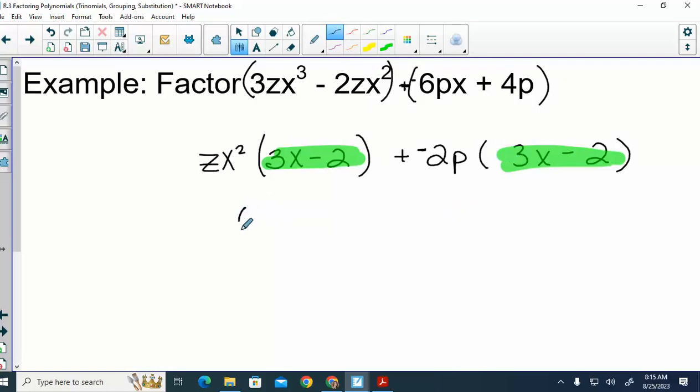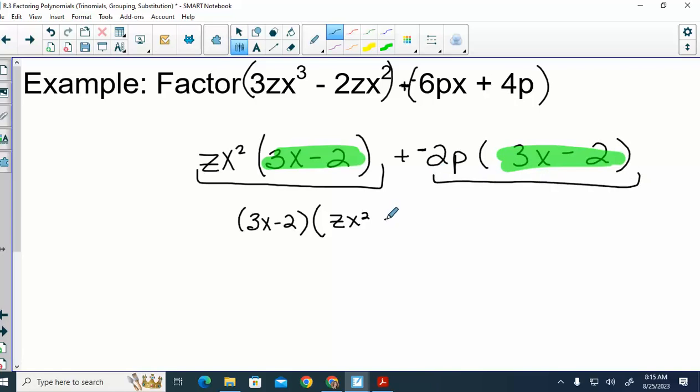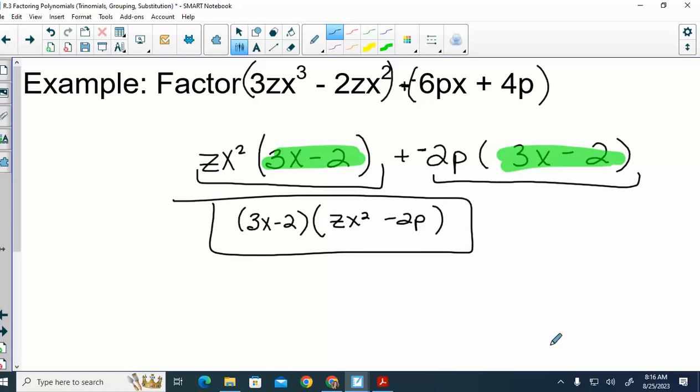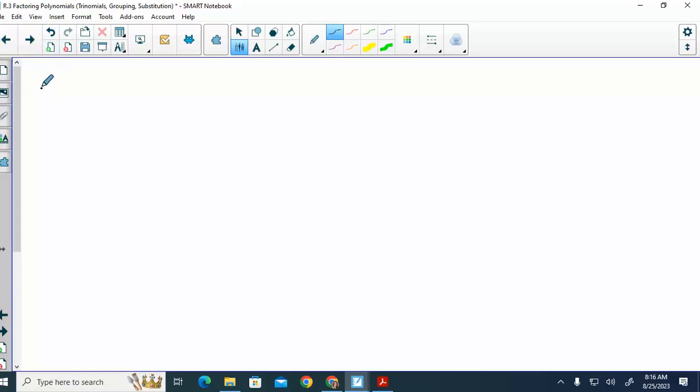So if I factor out the 3x minus 2, we are left with, in the first term, if I took out that parentheses, the x squared. Second term, if I take that out, negative 2p. I'm going to put a couple up for you guys to try. Remember, no matter what the problem is, what do you need to look for first? Greatest common factor.